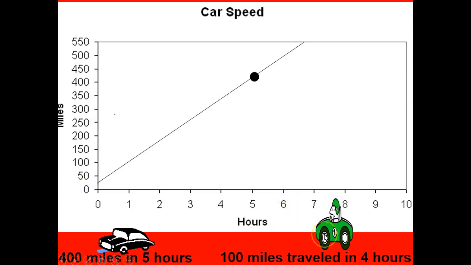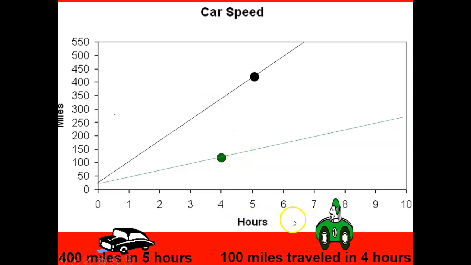I'm going to make the same thing for this green car. So he went 100 miles in 4 hours. There's 100 miles in 4 hours, so I put a dot there. And I'm going to draw a line through the origin as well. And I can compare these two lines.